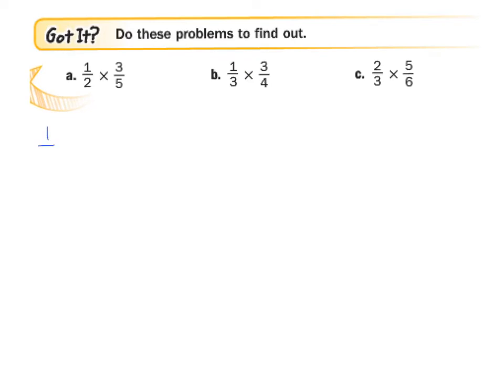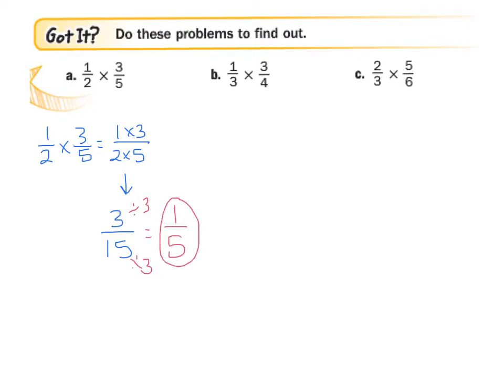So if we have 1/2 times 3/5, what we're going to do is take 1 times 3 and 2 times 5, and we're going to get 3 over 15. Now both of those can be divided by 3, so our final answer is 1/5. Why don't you go ahead and try solving B and C on your own, then turn on the recording when you're ready to check your answers.